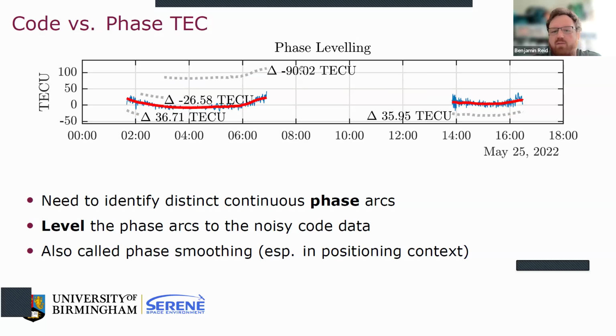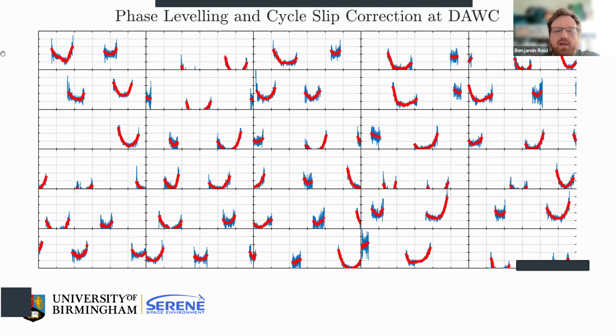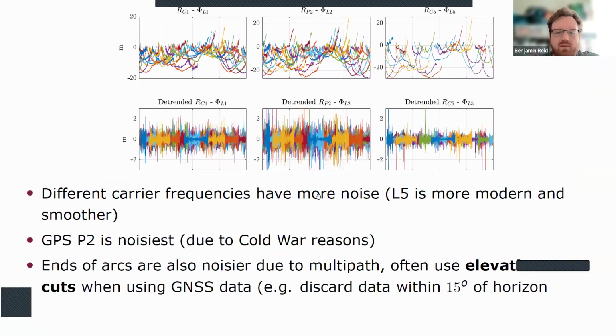Where basically we take all of them, we say, okay, this one needs to go down by 90 TEC units. This one needs to go down by 26. This one goes up by 36. This one goes up by 35. And then boom, you have a nice smooth TEC instead of that very noisy one. All right. And then if you take all of the data that you get, you can smooth it all out, it's really nice.